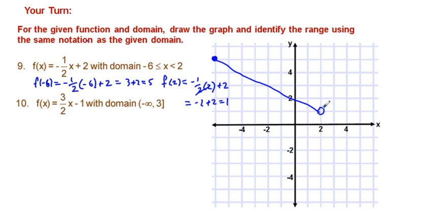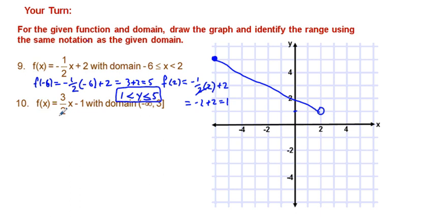And so what is our range going to be? Well, our range is going to be y is greater than 1, but less than or equal to 5. It says same notation, and so we're going to use our inequality notation. So y is greater than 1, but less than or equal to 5. Okay, so that's number 9.